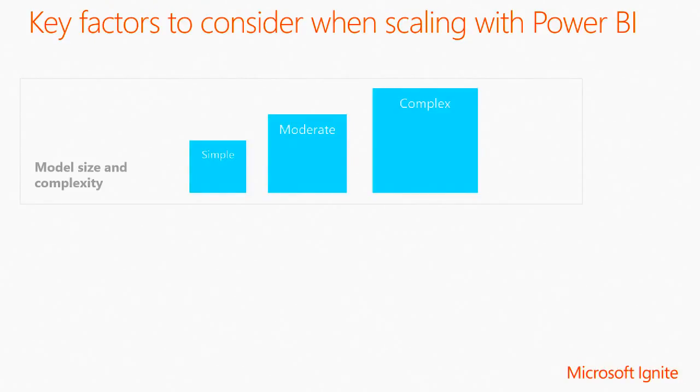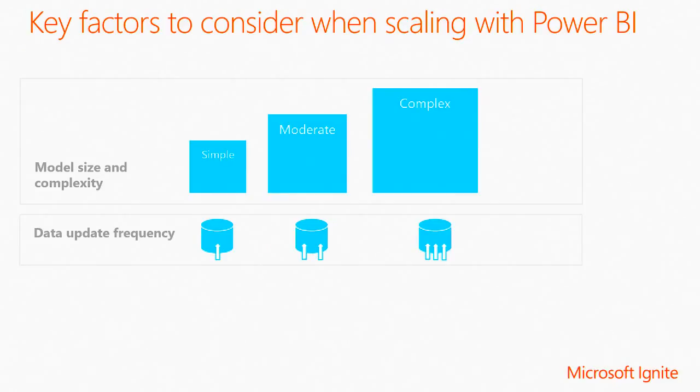So the first thing you're going to want to consider is model size and complexity. The key number to remember here is that if you're importing the model, the limitation right now for Power BI is 1 gigabyte. If your model is greater than 1 gigabyte, you're not going to be able to import it into Power BI. If you need models greater than 1 gigabyte, you're going to want to use DirectQuery, the live connection, so that you can use your own data source and have more control over that.